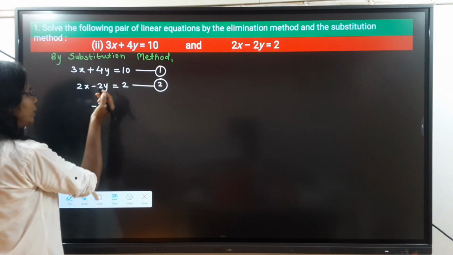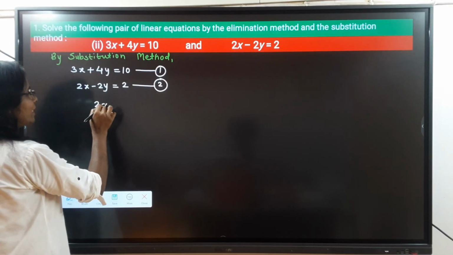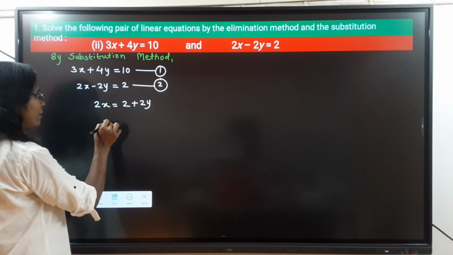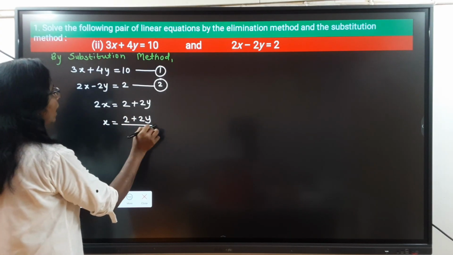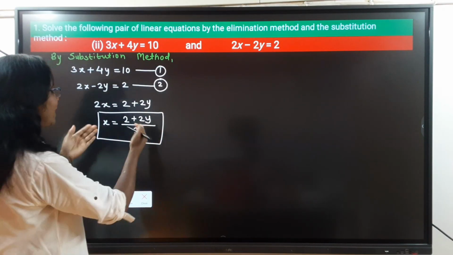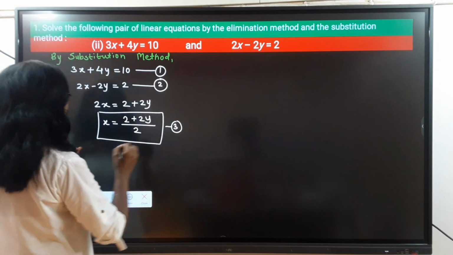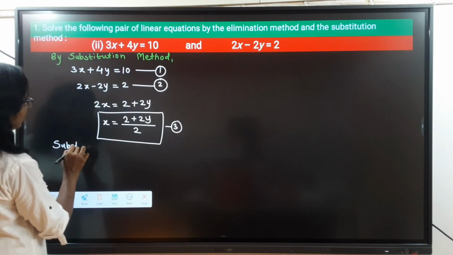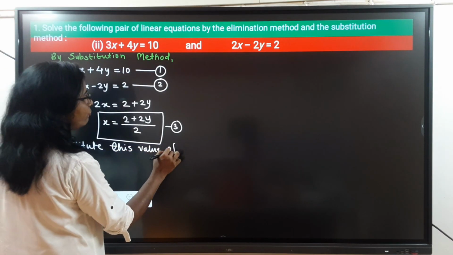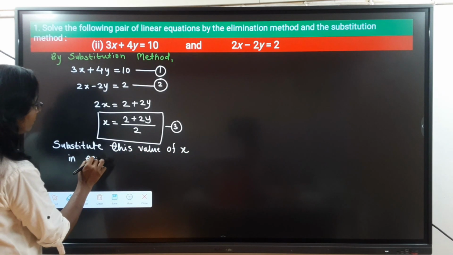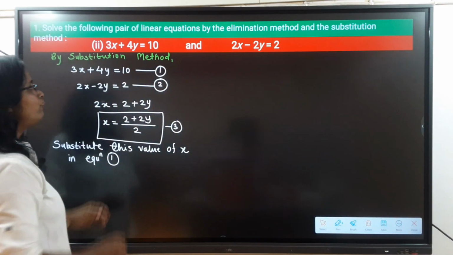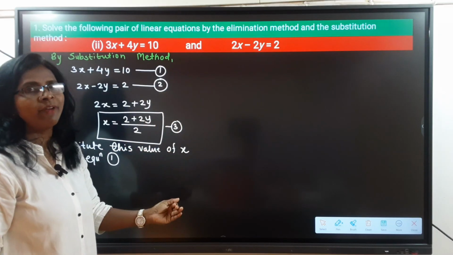So here minus 2y, now that is getting the value of x. So 2x is equal to 2 plus 2y. Okay, and that means here x is equal to (2 plus 2y) upon 2. So I get the value of x here from equation 2. Call it the new equation, the third equation. Then I substitute this value of x in equation 1, because we have the value of x from equation 2.